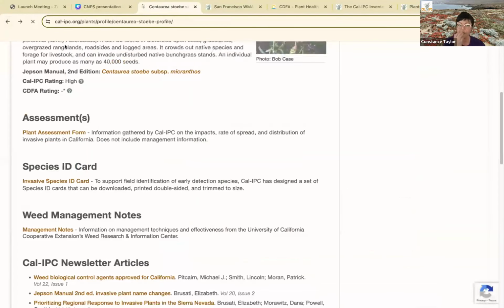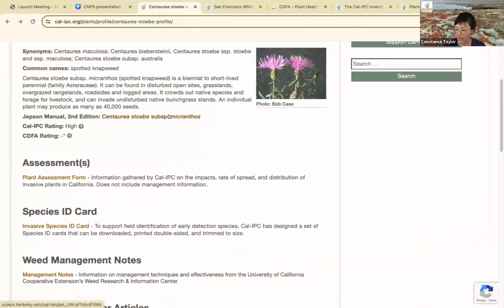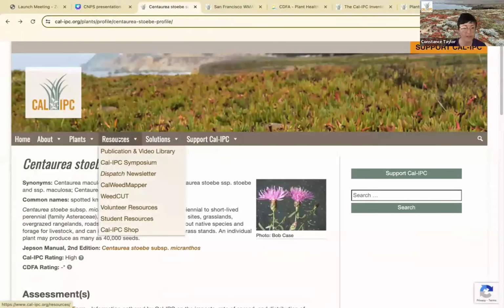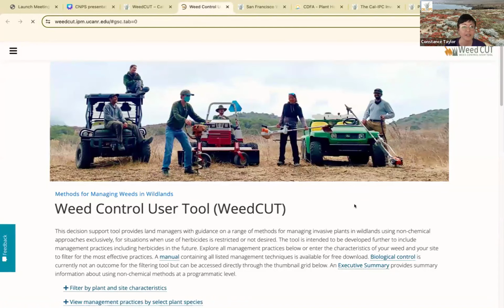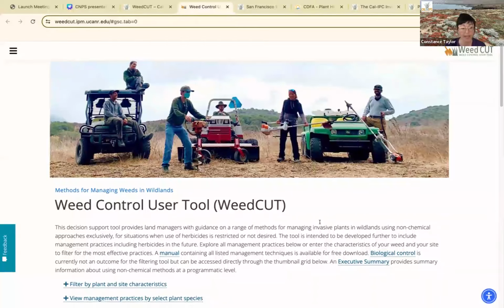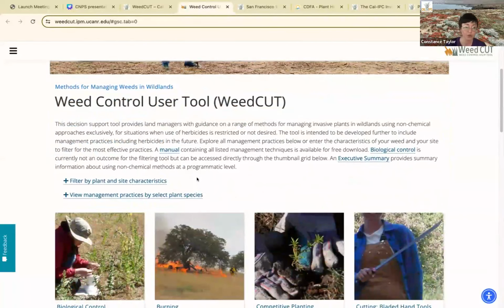Okay, so the next resource that I'm going to move on to is WeedCUT. That is under resources. All right. And this stands for Weed Control User Tool. And this is a fantastic decision support tool that you can use if you are trying to control a certain plant and your site has some kind of distinct characteristics. Maybe it's really rocky, maybe it's on a slope. This is a way that you can filter down to see what techniques would be good for the plant that you are trying to control.